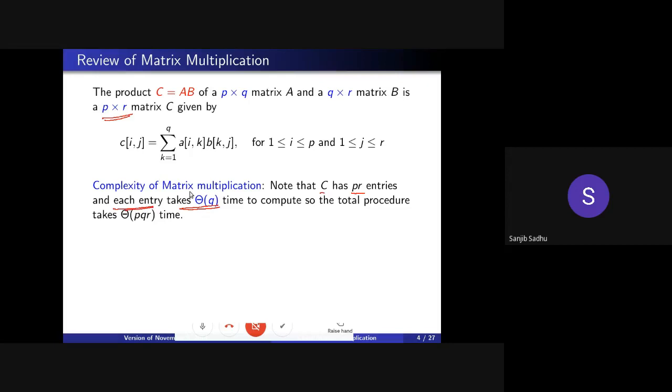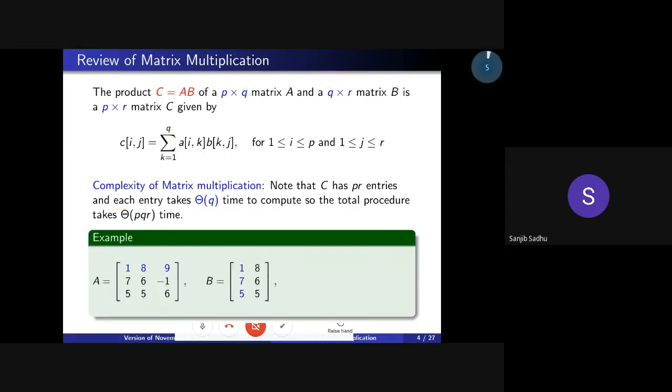Each entry needs k equal to 1 to k equal to q, so you are doing one multiplication, two multiplications, three multiplications, up to q multiplications. So you need theta q time to multiply and then sum. For one entry it needs theta q, so for PR entries it is P into R into Q, that is theta PQR. The entire procedure needs this. For example, if A and B are of order n by n, then the time needed to compute the product is theta of n cube. That you know. Here A is this matrix, B is this, and C will be this.